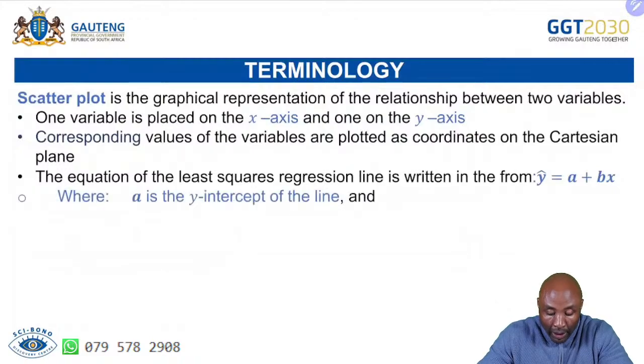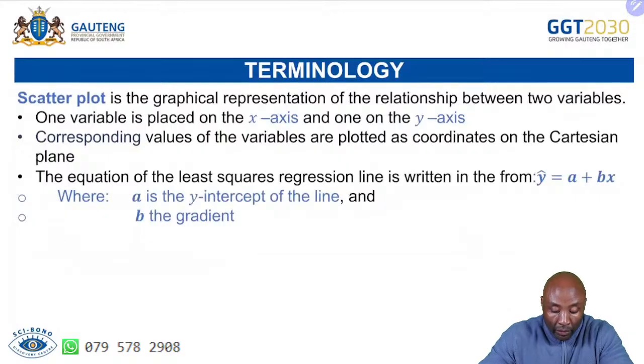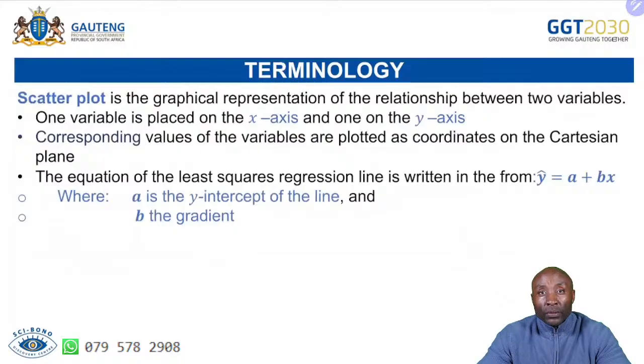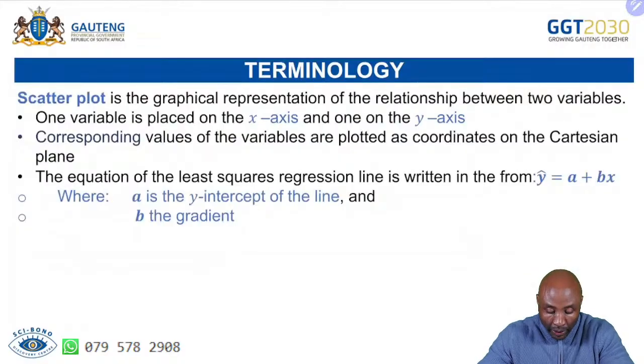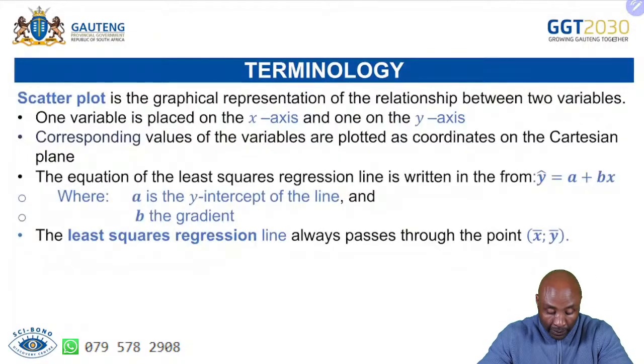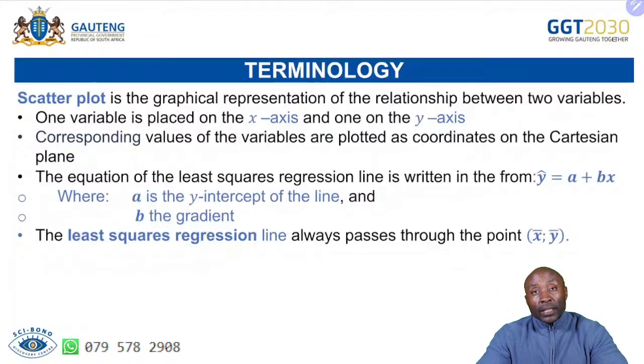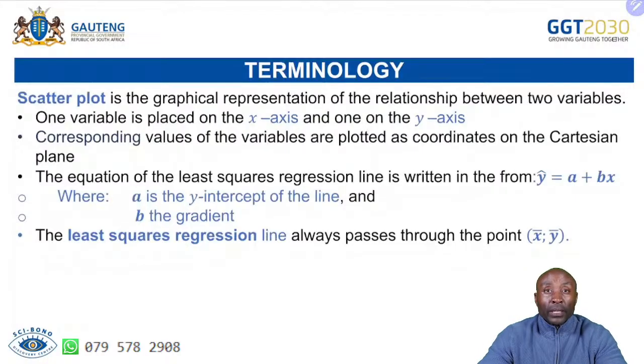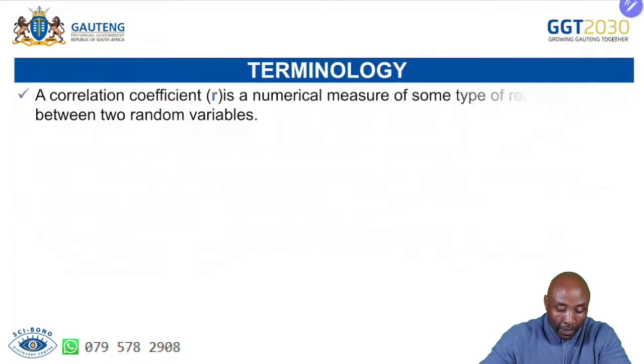Now, our a is our y-intercept and our b is the gradient. On our formula page, we'll be able to see how the b is calculated, but for our purposes, we will not use that formula. We are using a calculator to determine those values. The least squares regression line always passes through the point where we have the mean for the x values and the mean for the y values.